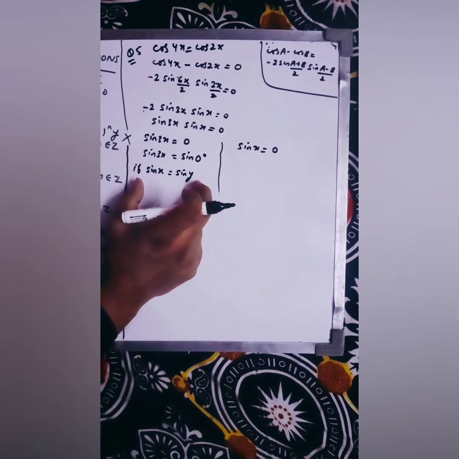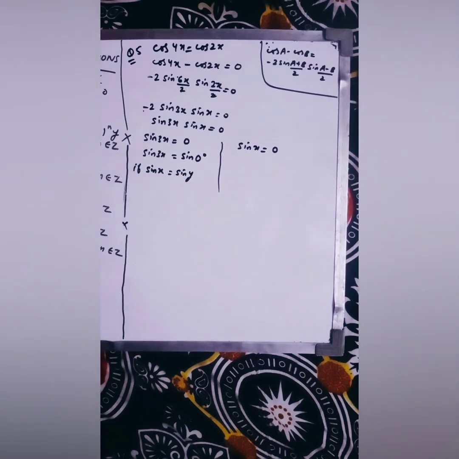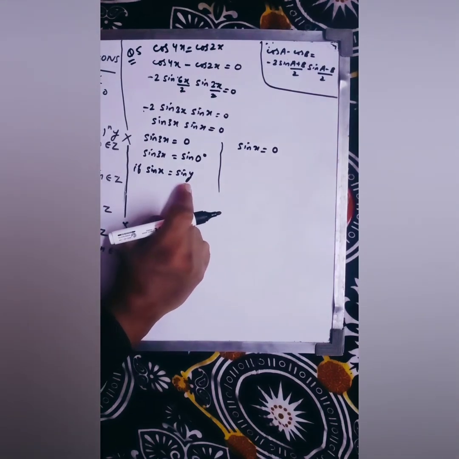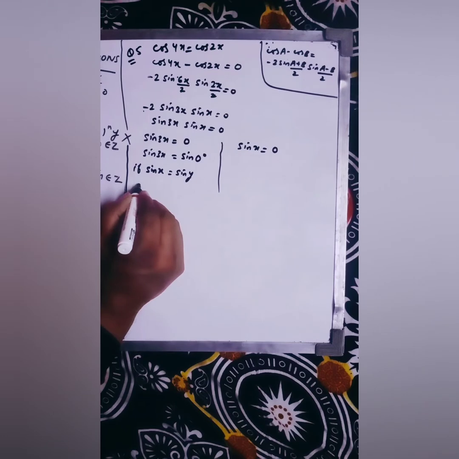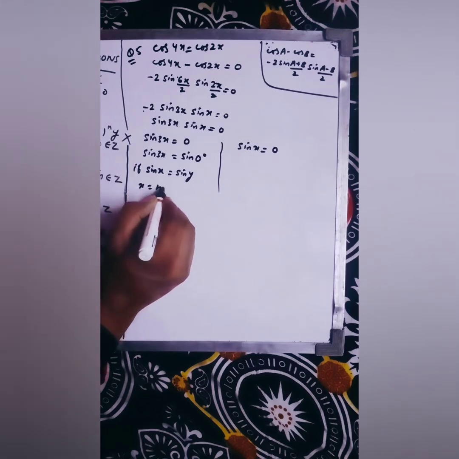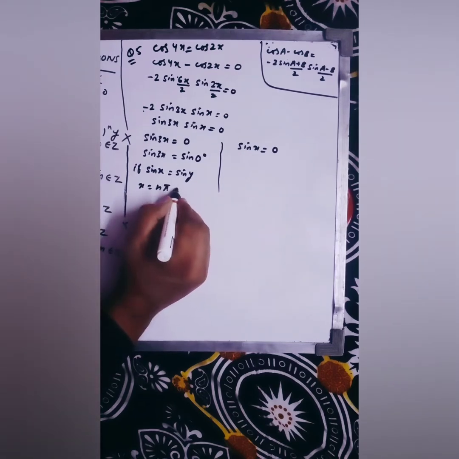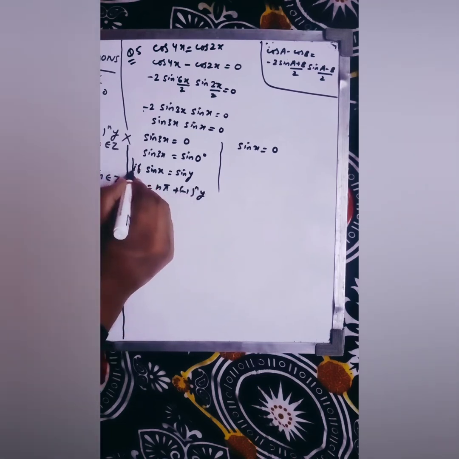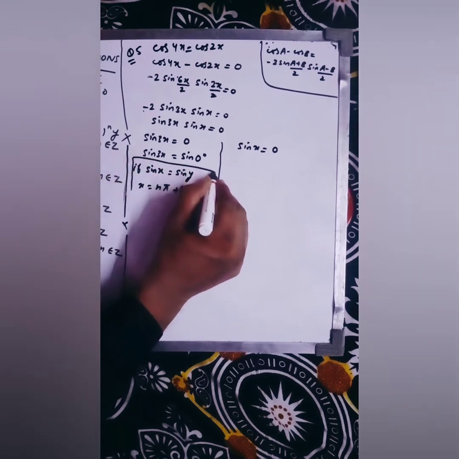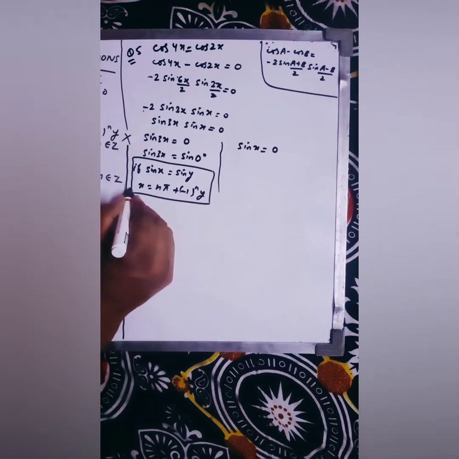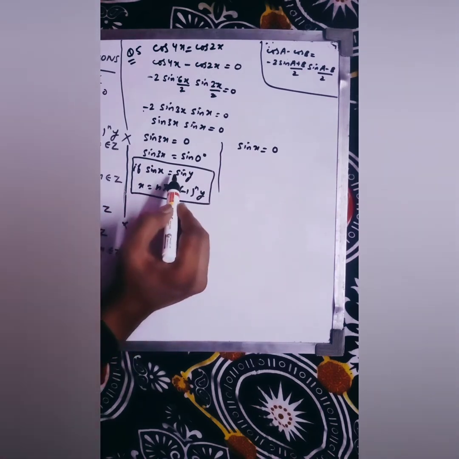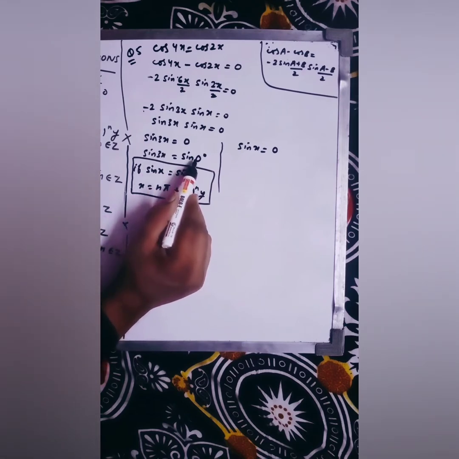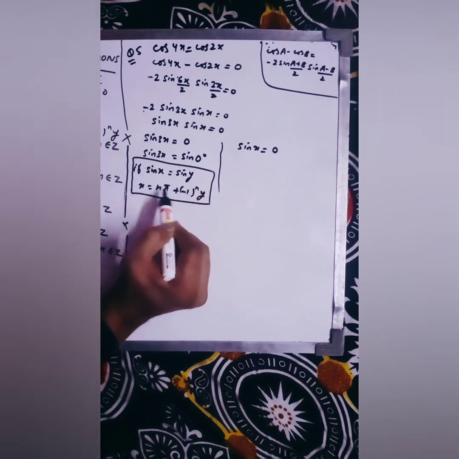This is a general formula which you will use. If sine x equals to sine y, then your formula will be x is equals to n pi plus minus 1 whole raised to the power n y. So this is your general formula. If you will compare these two, your x is 3x, your y is 0. Fine. So this is the solution of this.